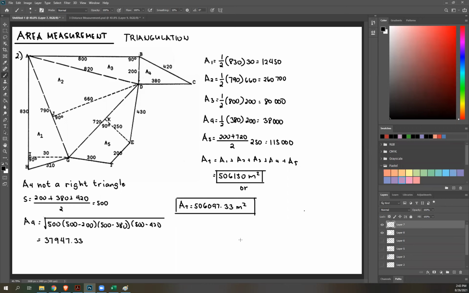Ma'am, ano pong susundin na sagot yung ginamitan ko ng Heron's formula or yung right triangle? Okay. So, in the quiz, if there's a symbol like this, or if there's 90 here, then your answer should be this. Okay? And again, in your quiz, if there's nothing here, there's no mention of this being a right triangle, then your answer should be this. Okay?